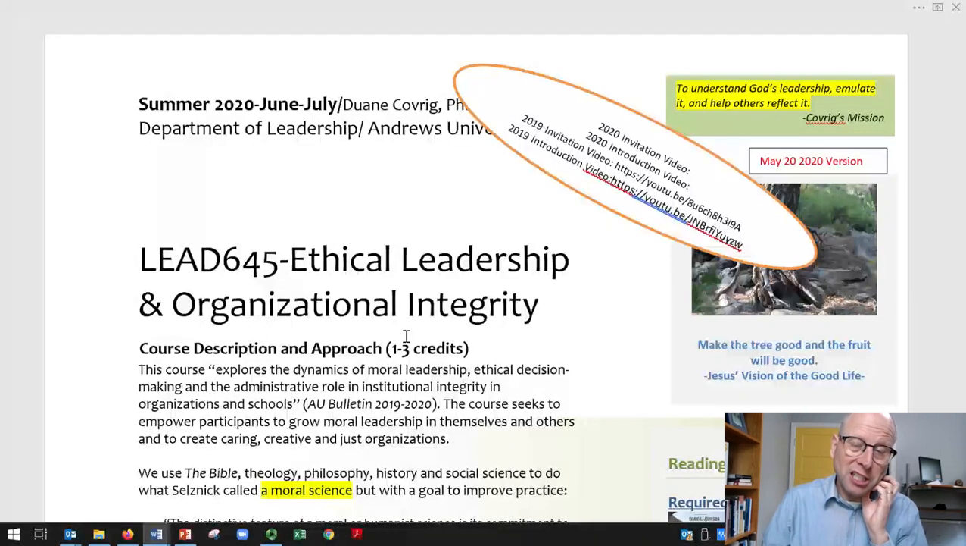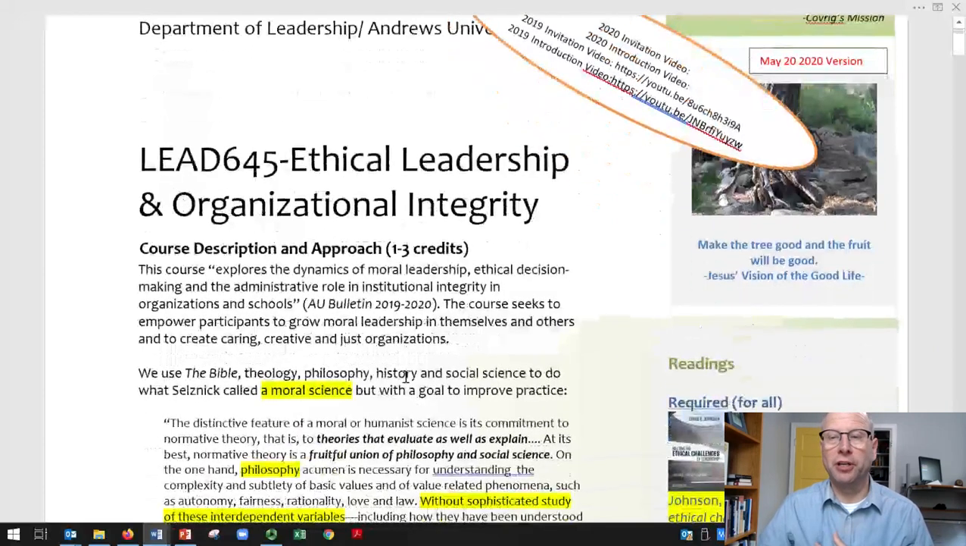First of all, my philosophy or my mission. My goal personally is to understand God's leadership, emulate it, and help others reflect it. There is no doubt in my mind that God, and through Jesus, represents an extremely idealistic view of what good leadership is about. In this course, we use not only Bible and theology, but we also use philosophy, history, and social science.